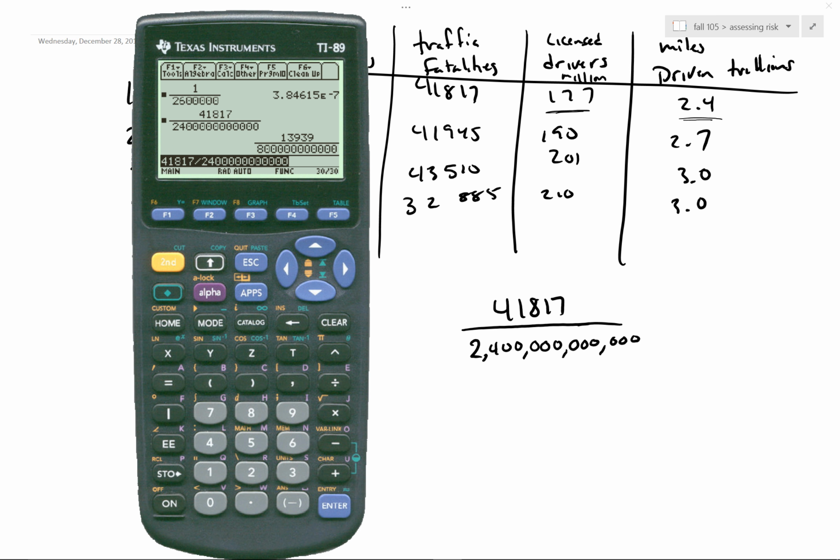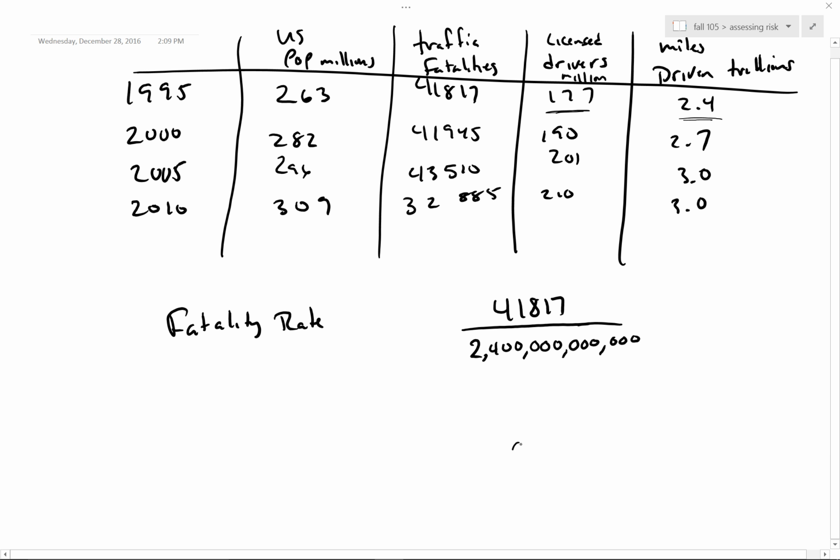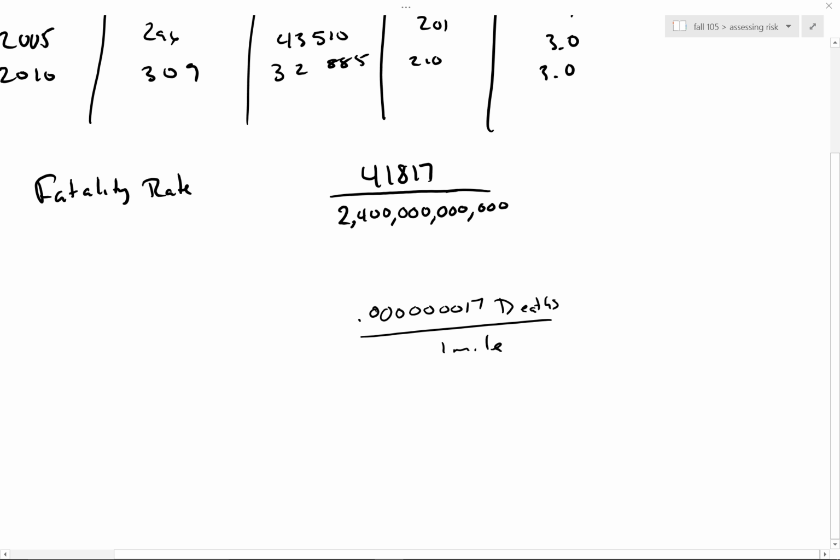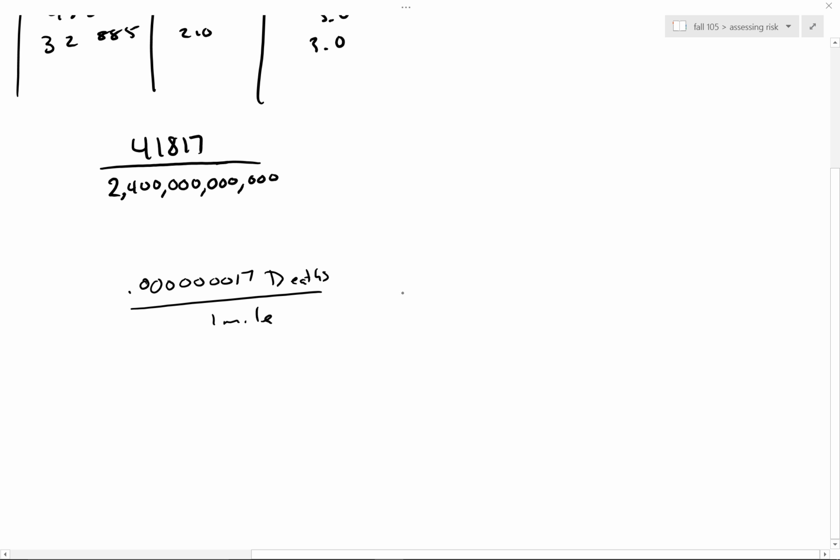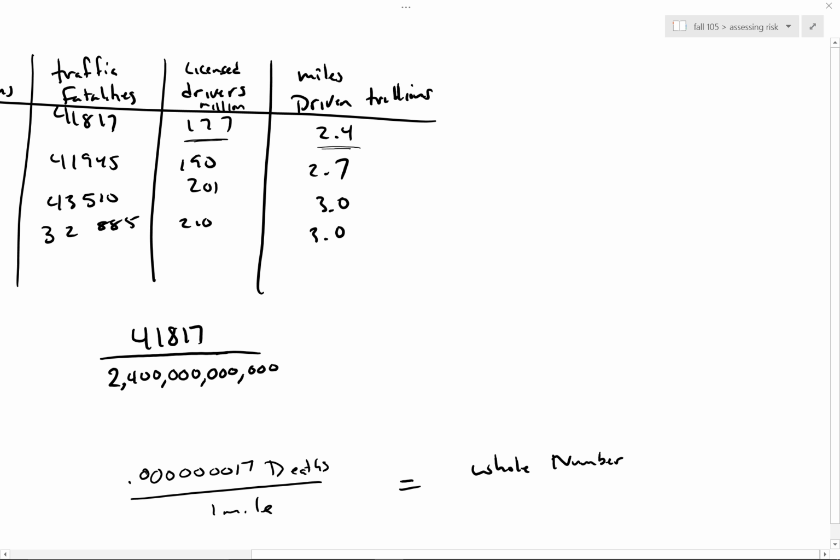And I get this teeny tiny answer. Okay? And it's so small that I can't even really read the thing. That is 0.0000017 deaths per mile. Well, that doesn't even make sense. I would like to know how many deaths it is, because currently it is 0.0000017 deaths per 1 mile. And what I would like to do is get that numerator to be a whole number. I would like this to be a whole number on top, because that small of a number of deaths makes no sense to me.